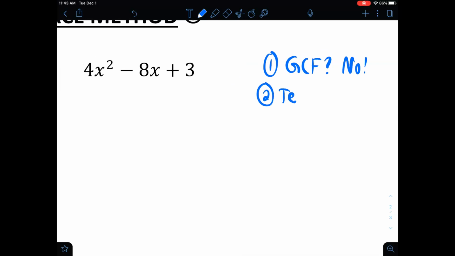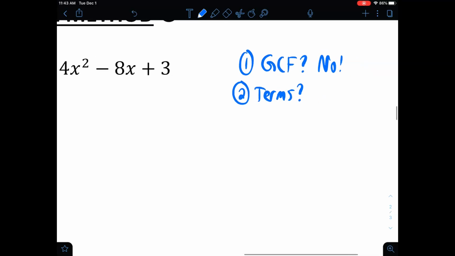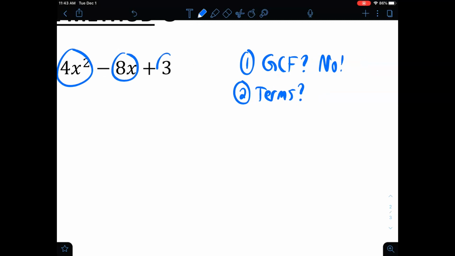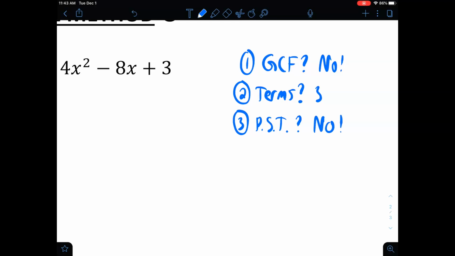Step 2 is what? Check the number of terms. How many terms do we have here? We got 1, 2, 3 terms. After terms, we check, is it a what? Perfect square trinomial. Well, 4x squared is a perfect square, that'd be 2x, but 3 is not a perfect square. That would be like 4 or 9 or 25, like we talked about. So this is not a perfect square trinomial. Step 4, after we eliminate all those different things here, we're going to do the smiley face.